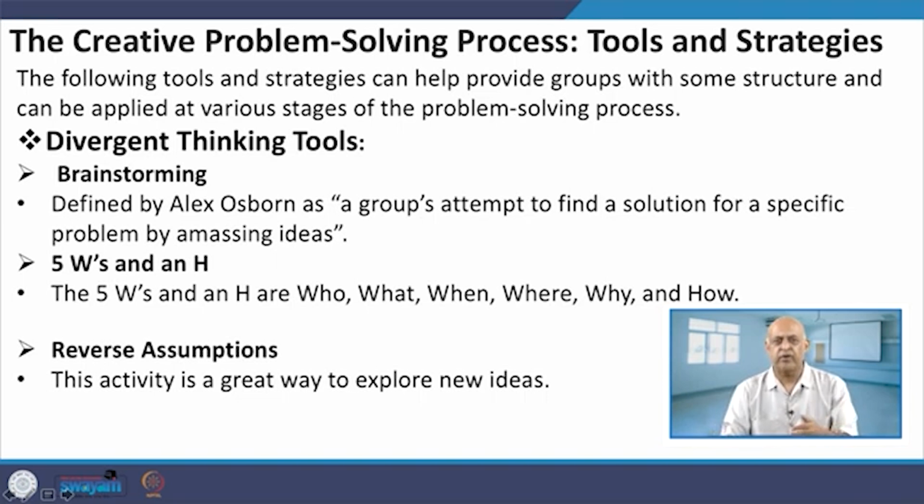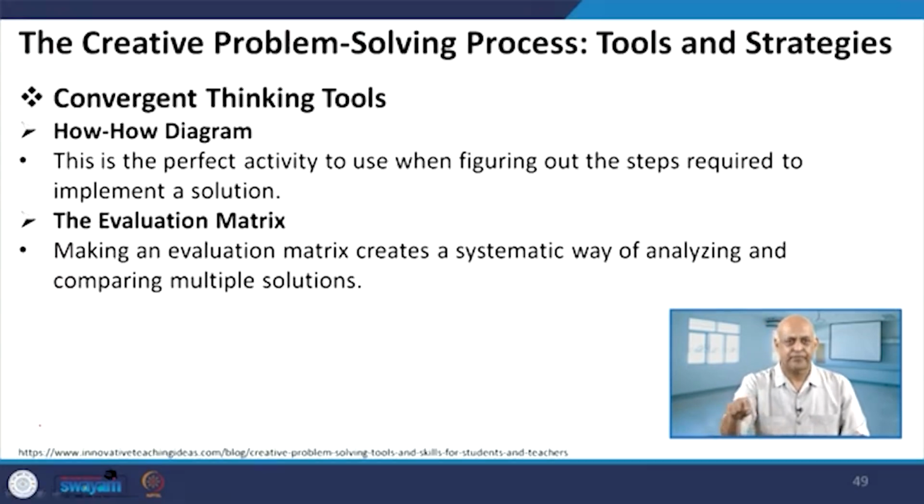And therefore we talk here about evaluating the solutions and selecting the best one. The most important point will be the how, that is, when we will be able to implement this particular solution. In brainstorming sessions we find different ideas from different types of people. Reverse assumptions is an activity that is a great way to explore new ideas. Normally we always go by understanding in one vertical direction, but whenever it is a challenge, that is called reverse assumptions, and then we have to think whether it is possible to get these solutions through reverse assumptions also.